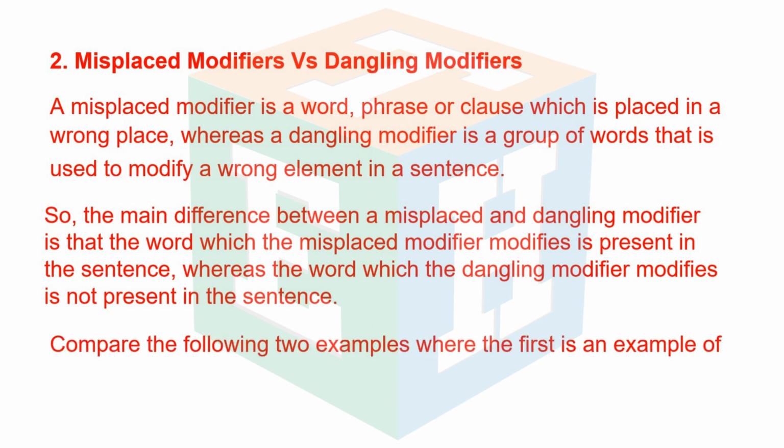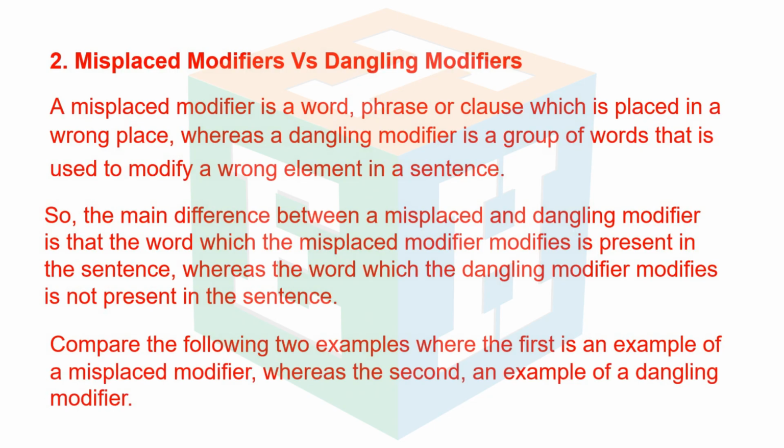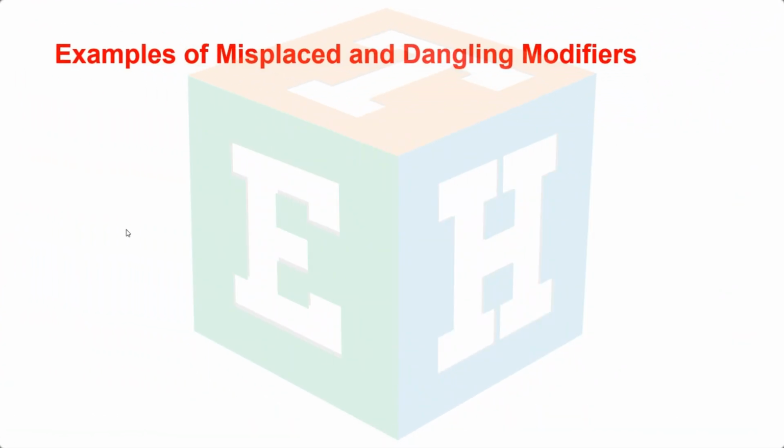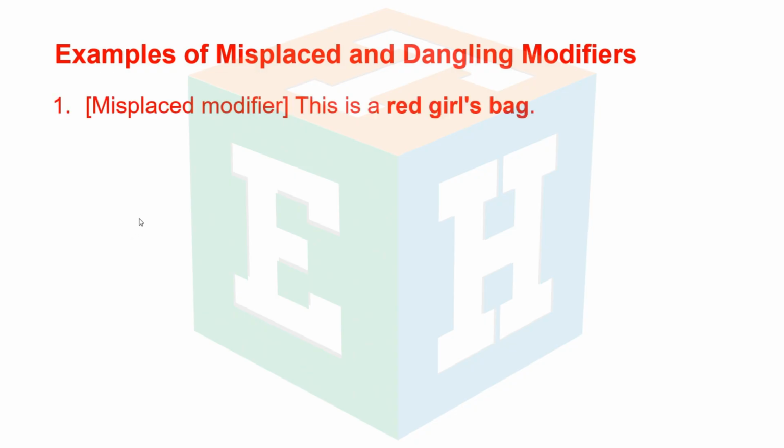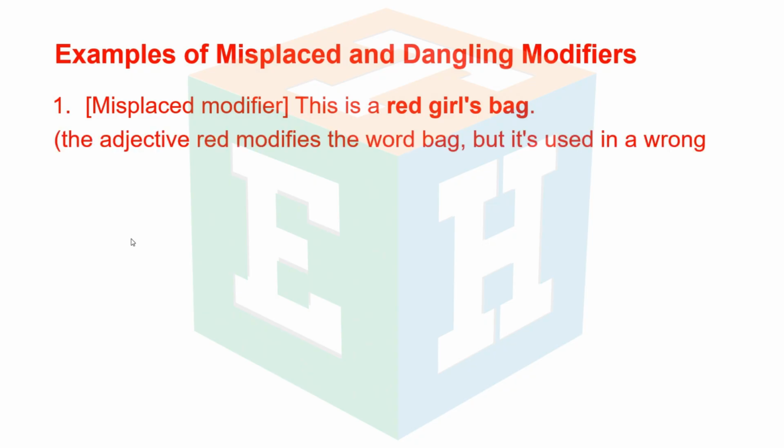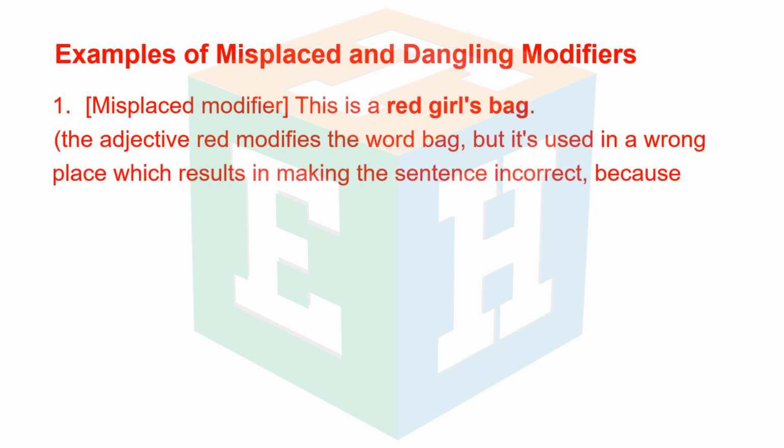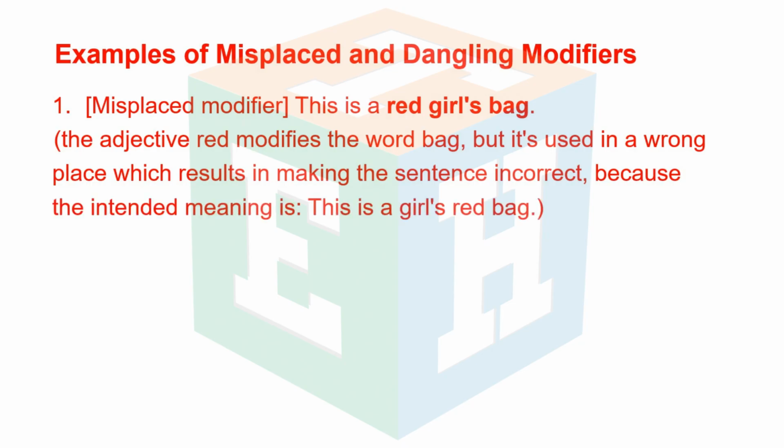Compare the following two examples, where the first is an example of a misplaced modifier, whereas the second is an example of a dangling modifier. Examples of misplaced and dangling modifiers. 1. Misplaced modifier. This is a red girl's bag. The adjective red modifies the word bag, but it's used in a wrong place, which results in making the sentence incorrect, because the intended meaning is, this is a girl's red bag.